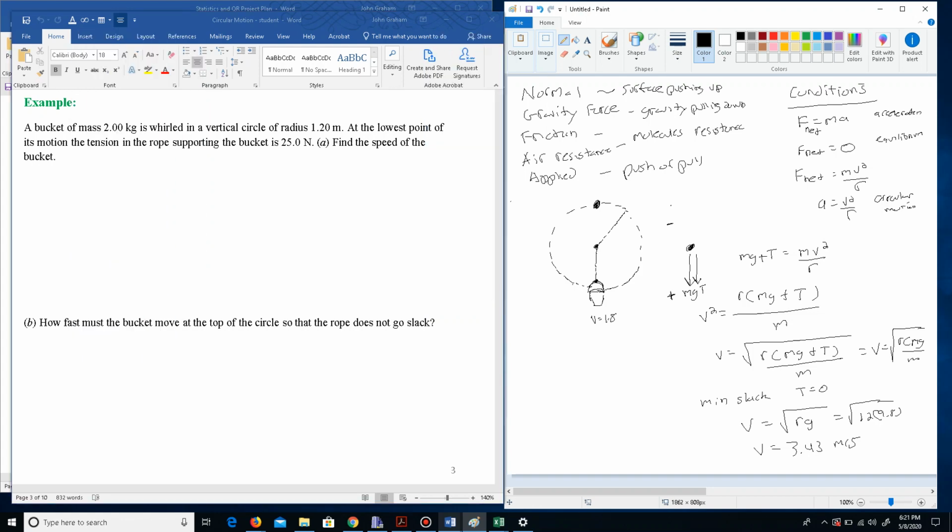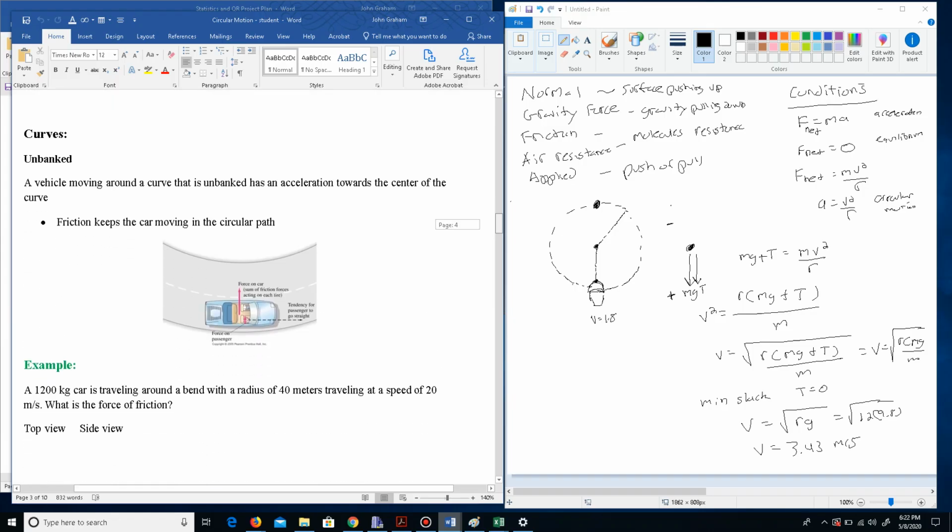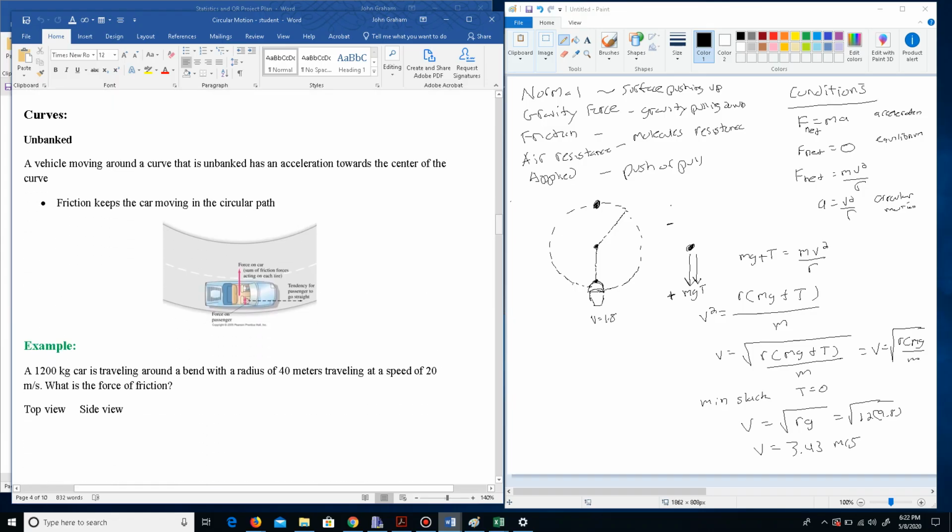All right, so the next thing we're going to get into, and I'm going to do this in the next video, is curves. We're going to look at unbanked curves, and we're going to look at banked curves. And we're going to do a new way of solving these with the curves, because when we look at banked curves, it's not going to be solved the same way we did when we just look at a ramp. And there's a reason why. And it has to do again with centripetal force and the direction it's at. So we're going to be getting into that.